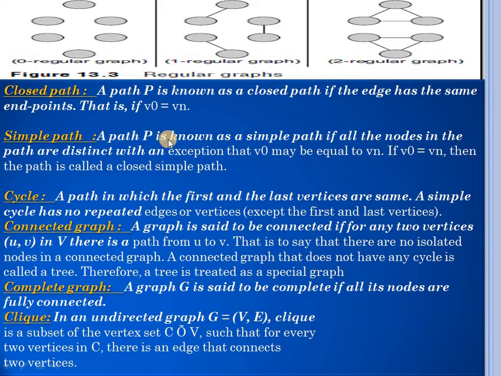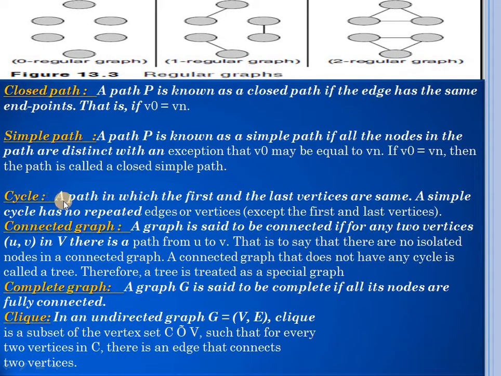Simple path. A path P is known as a simple path if all the nodes in the path are distinct, with an exception that V0 may be equal to Vn. If V0 equals Vn, then the path is called a closed simple path. Here, simple path means all the nodes in the path are distinct, with an exception that V0 may be equal to Vn.